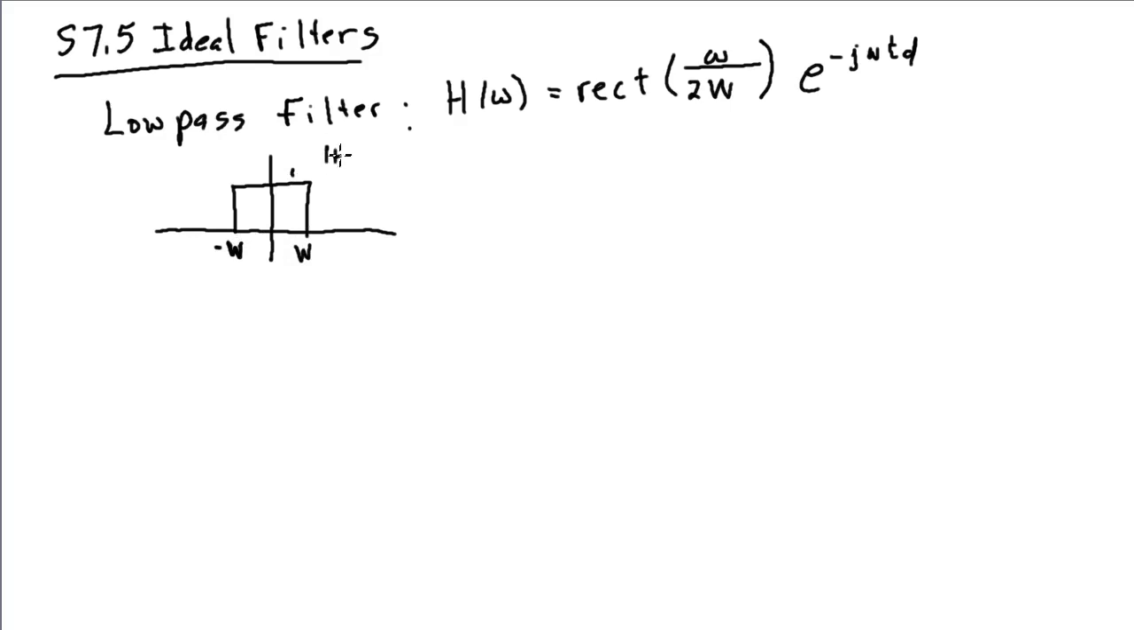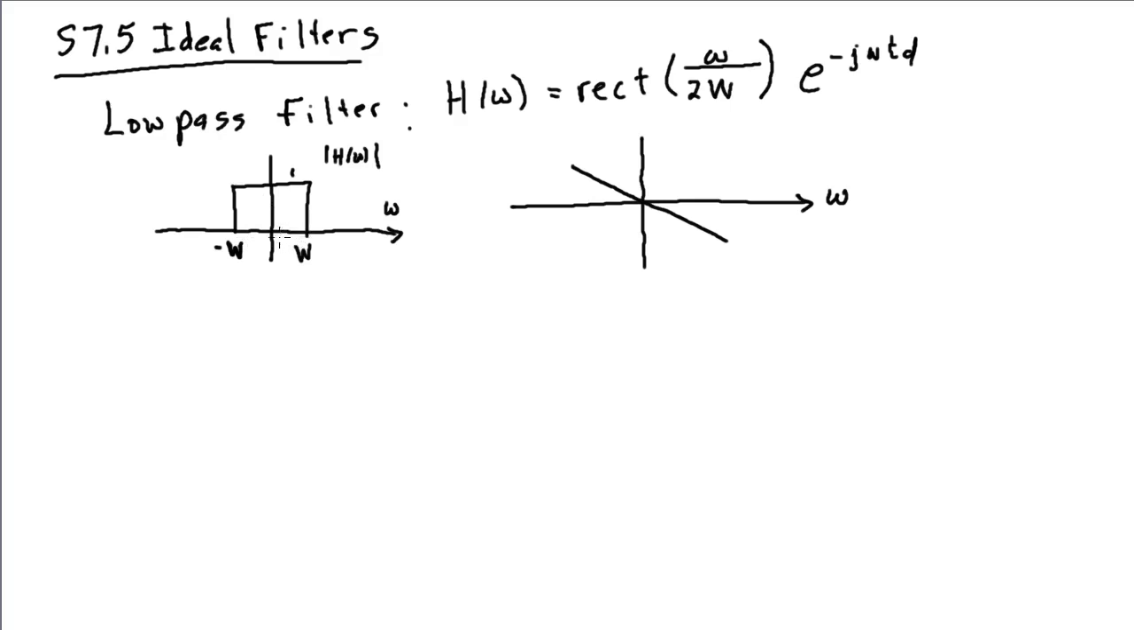So this is the magnitude response, and then the phase response is just this linear phase, which would give us a constant delay between the input and output here. And we've limited the magnitude here to between minus W and W.